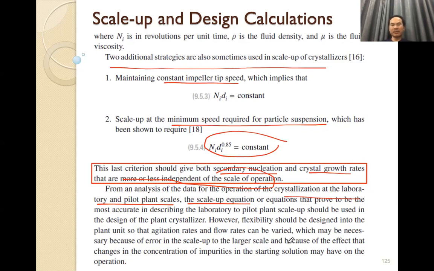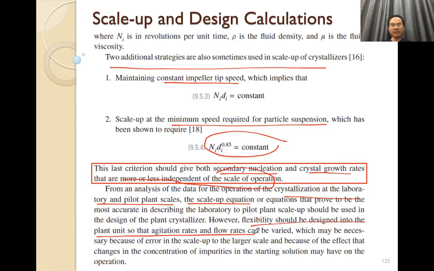However, flexibility should be designed into the plant unit. So the aggregation rate and flow rate may vary. In the small scale and large scale, sometimes flexibility should be considered for the aggregation rate and flow rate. It's not necessarily exactly the same for lab scale, small scale, and the large scale or industrial scale.